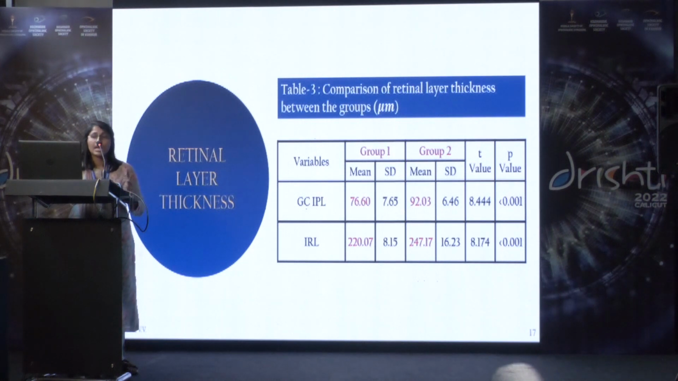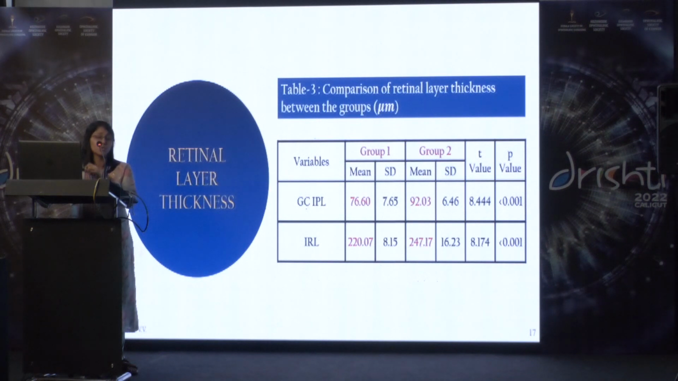Now coming to retinal layer thickness, we saw a drastic change in the retinal layer thickness between the two groups. The ganglion cell inner plexiform layer average was 92.3 in group 2, that is non-diabetic controls, compared to a staggering low 76.6 micrometer in group 1. Similarly, inner retinal layer thickness was a robust 247 in group 2 compared to 220 micrometer in group 1.